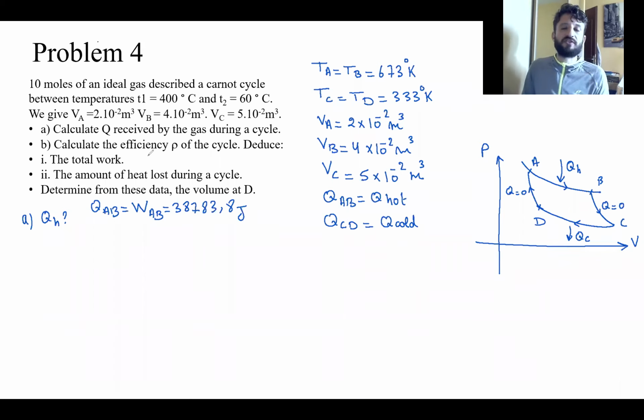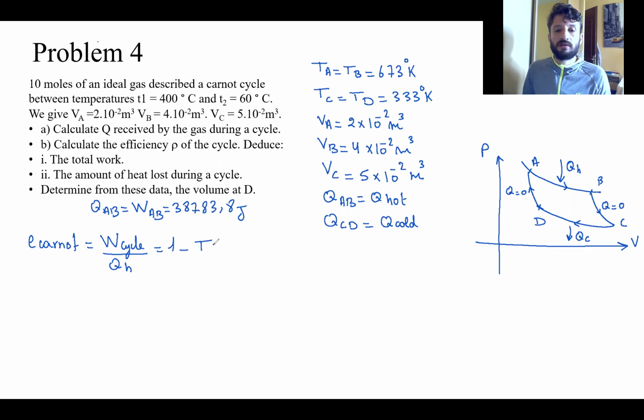Second part, calculate the efficiency of the cycle. In the case of a Carnot machine, the efficiency is maximum, which is equal to omega of the cycle divided by Q hat, or equals 1 minus T cold divided by T hat. When I say T cold, it means T low. T hat means T high, or T hot.